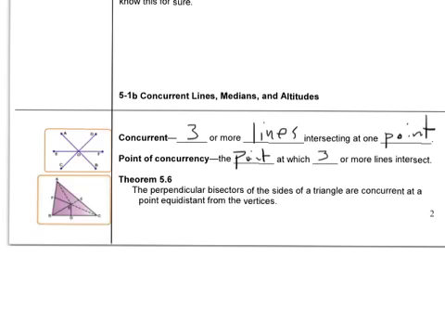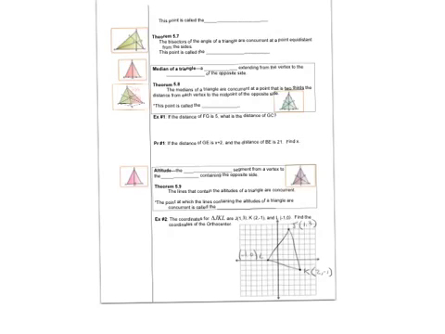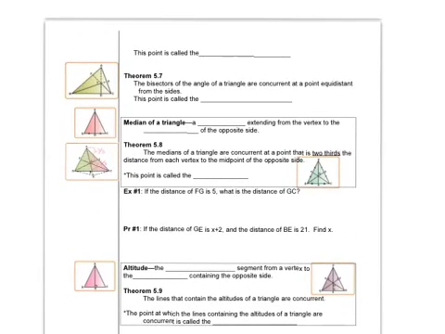Theorem 5.6, the perpendicular bisectors of the sides of a triangle are concurrent at a point equidistant from the vertices. So here, check it out. I have a perpendicular bisector, and actually I think this drawing is not that great, but they would all intersect at the same point. Let's go on the next, a little bit better. And this point would be called the circumcenter.